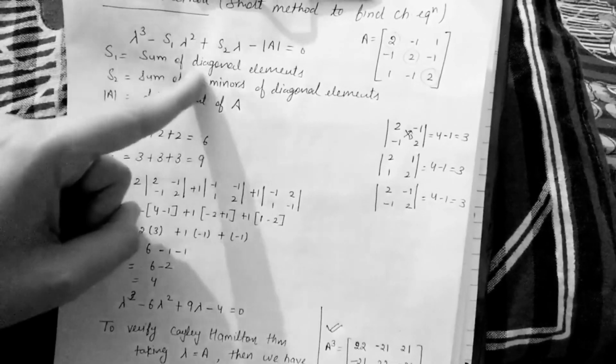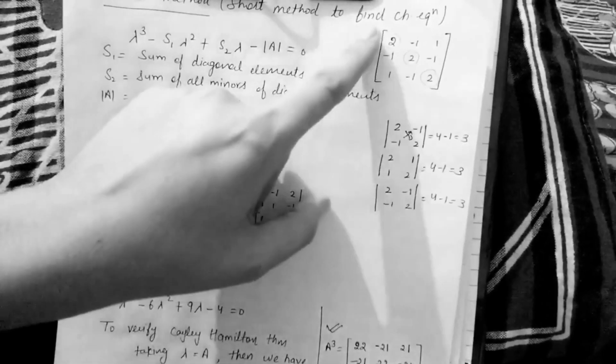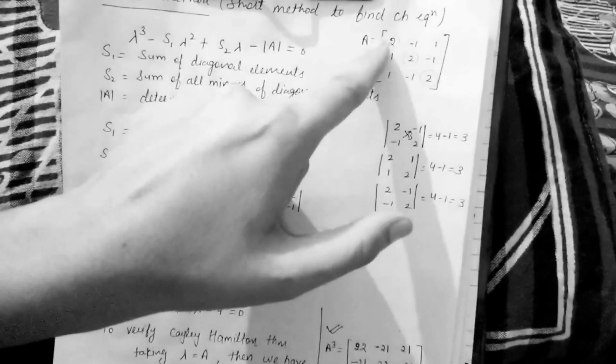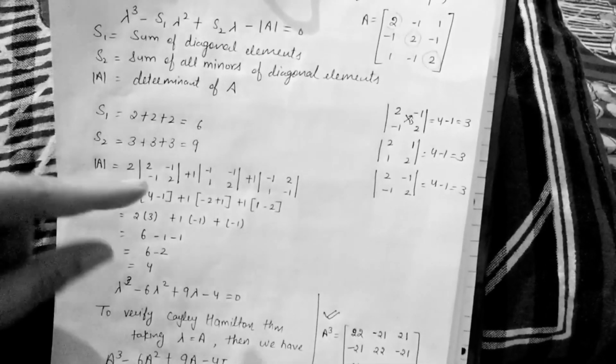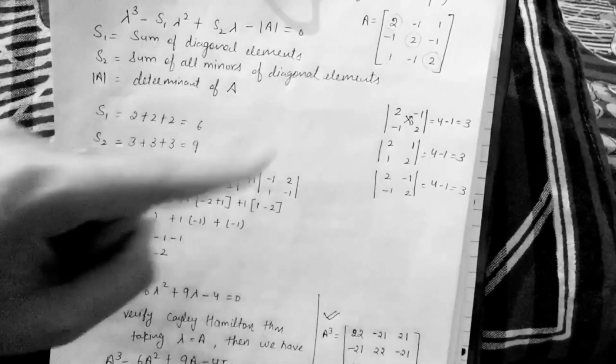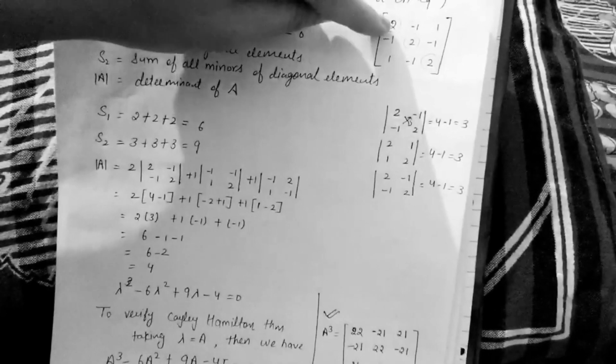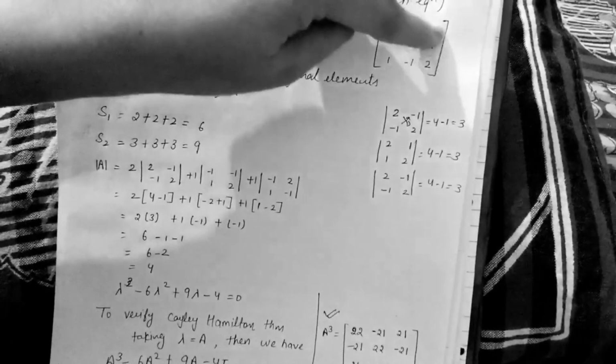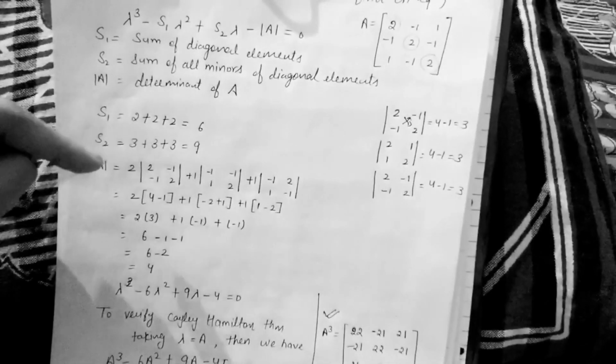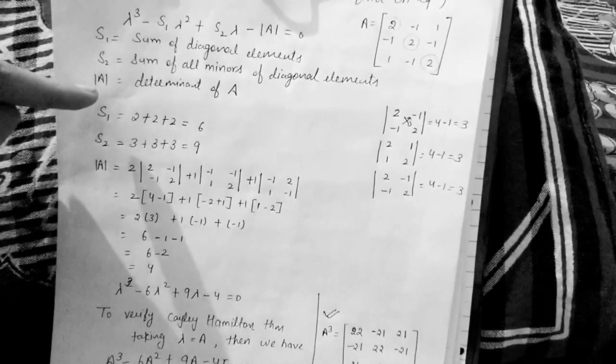This is very simple. Now what is s1? S1 is the sum of diagonal elements. That means these are the diagonal elements. So sum of this is s1. And what is s2? S2 is the sum of minors of all diagonal elements. That means each diagonal element, minor of each diagonal element. So you know A is a determinant, you can easily find.